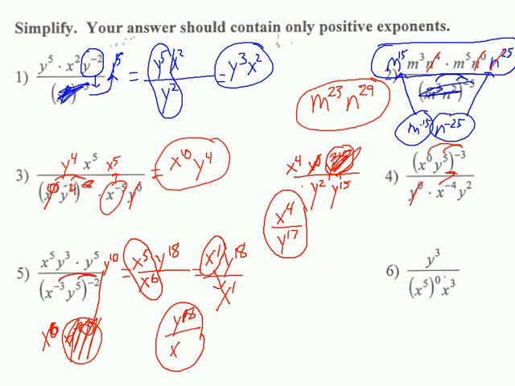Alright, and finally, here we've got something raised to the 0 power. I can multiply those. 5 times 0 is 0. Either way, it's to the 0 power, so it's 1, assuming that x is not 0, which would make it undefined. I've got y to the 3rd over x to the 3rd.